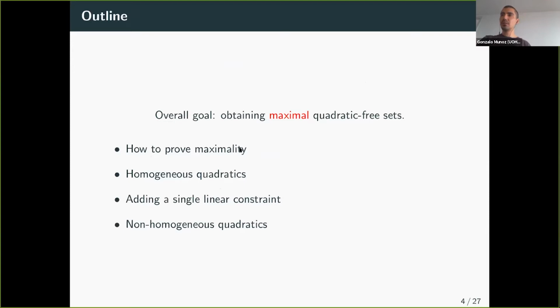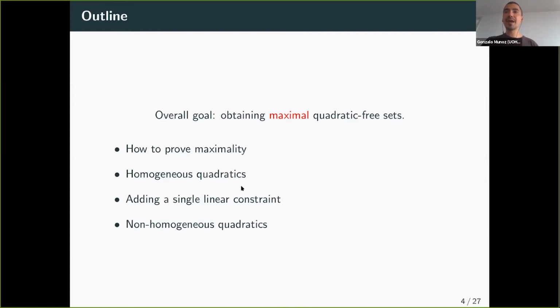So the outline of what's coming up: at the beginning I'm going to show you how we can actually prove maximality, because this is something that is known for lattice-free sets when you want a maximal lattice-free set, and that we generalize part of that to these quadratic-free sets. Well, we actually did it for a general case, but we're applying it to the quadratic-free sets.